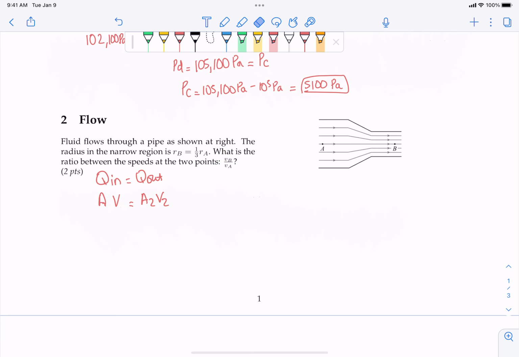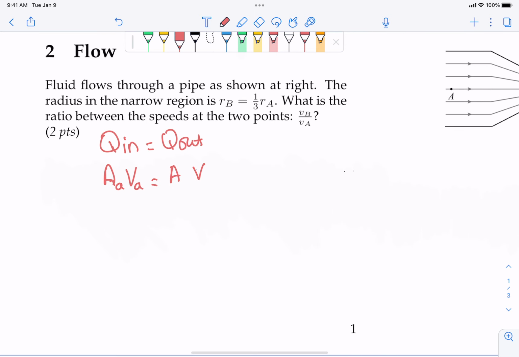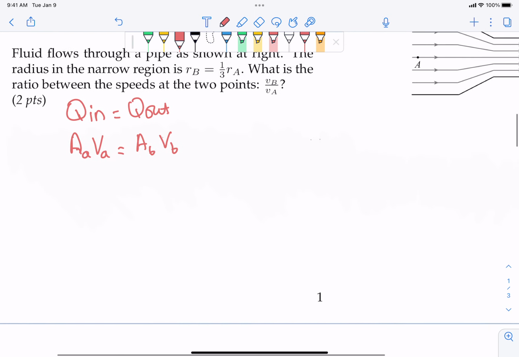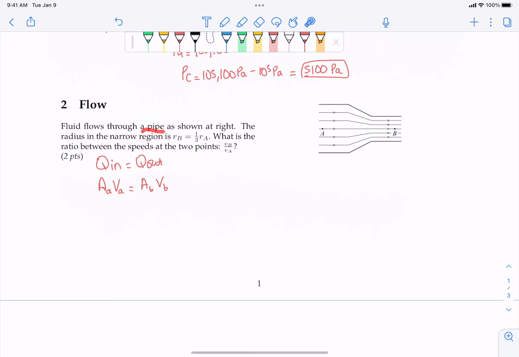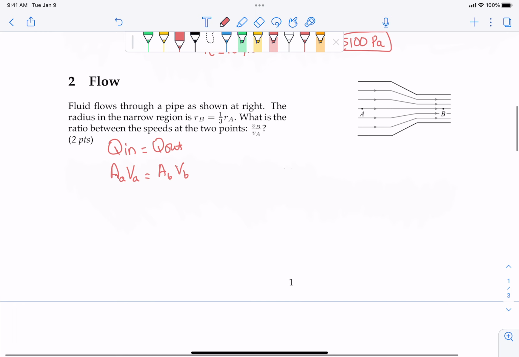Let me actually, instead of using 1 and 2, say A, VA, AB, VB, so it'll help us visualize that easier. We know that this is a pipe, so the area that we're looking for is not surface area. It's actually just the cross-sectional area. So just imagine a circle. We're just looking for the cross-sectional area. What would the cross-sectional area of a pipe be? It would just be a circle. So what's the area of a circle?